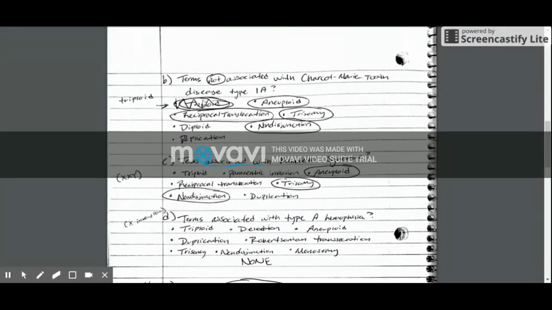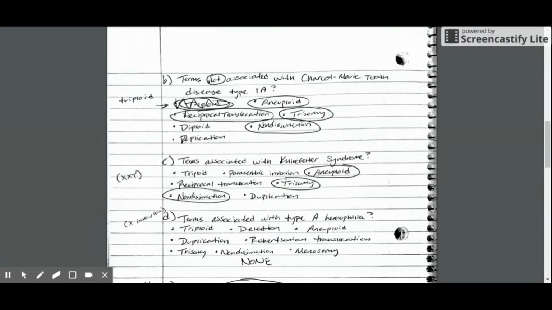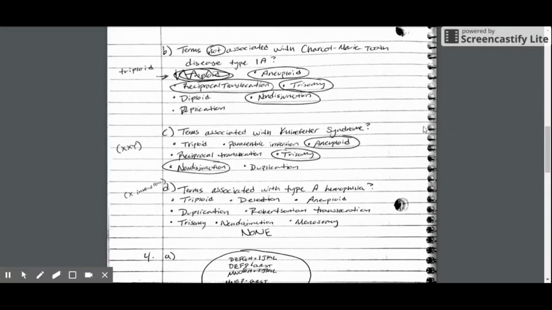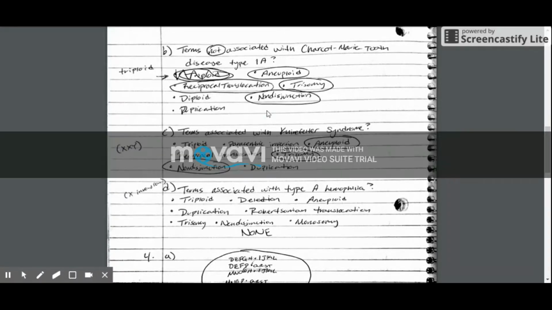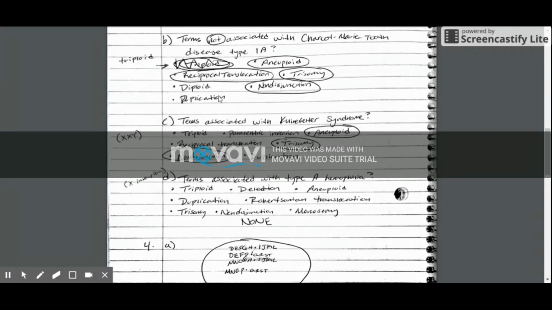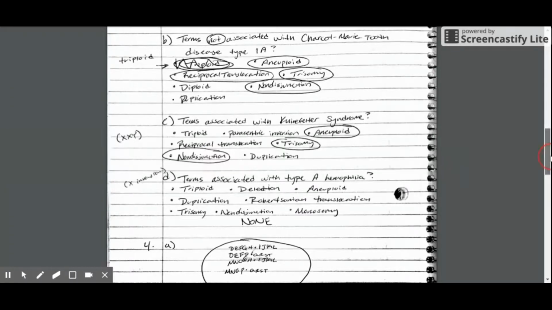So I circled them. I crossed this out, but then I realized I should have put it back. So terms that are not associated with it would be triploid, aneuploid, reciprocal translocation, trisomy, and non-disjunction. This is because the disease is just caused by duplication. So you're still diploid, you just have a duplication of one of the genes.